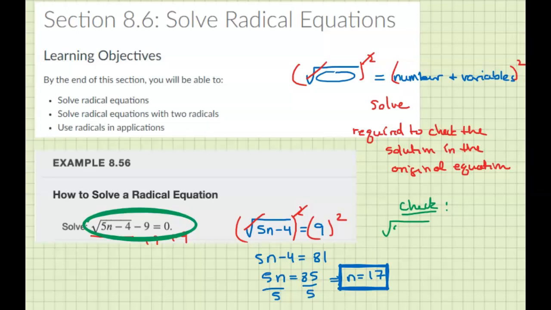So we have the square root of 5 times 17 minus 4, minus 9, and hopefully we're going to get 0. So we have 85 minus 4 minus 9, the square root of 81 minus 9, which is 9 minus 9, and it's 0. So that's what we should have gotten. So it checks out. So this truly is the solution.